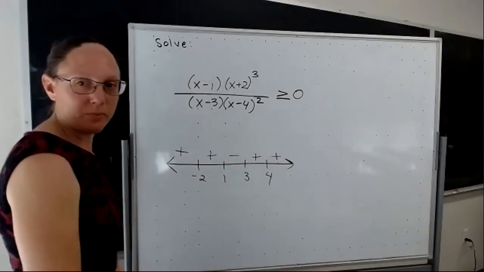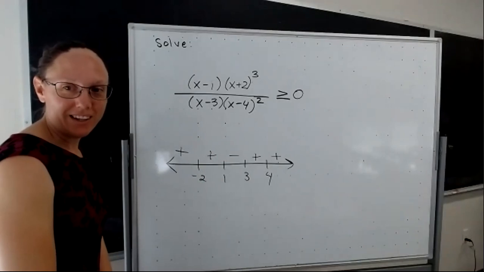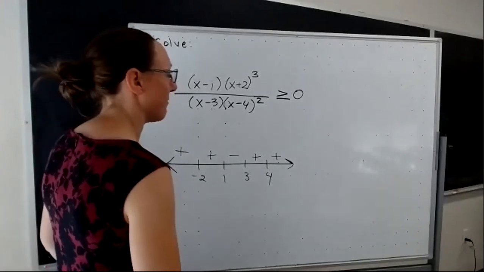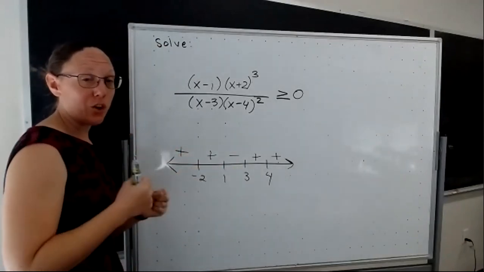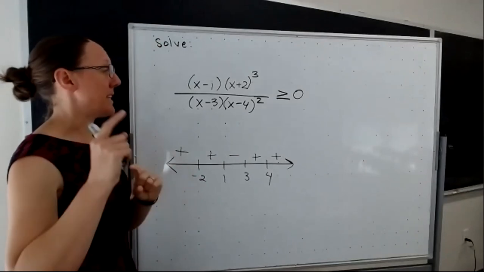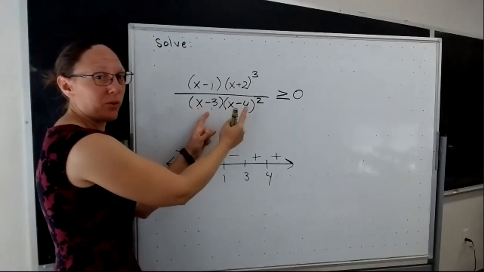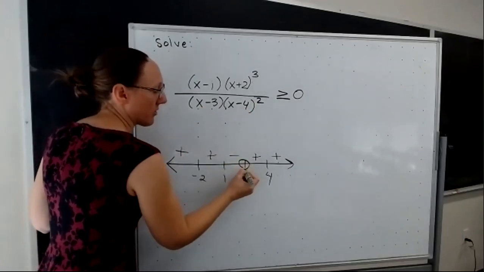Okay. Let's get our final answer in here. And a few of you have put some answers in the chat. Let's see how we're doing. So for starters, I have a restriction. X can't be 3 and it can't be 4. So those for sure are going to be open circles for me.